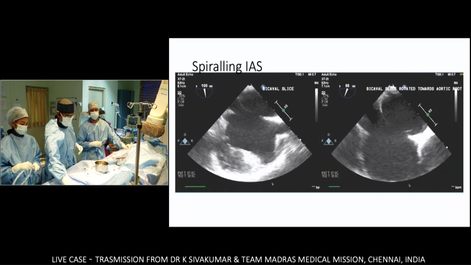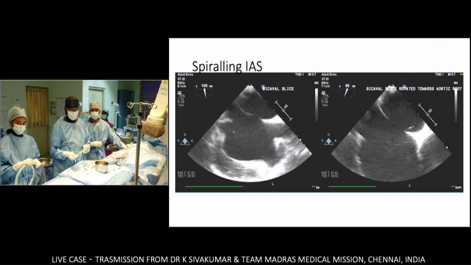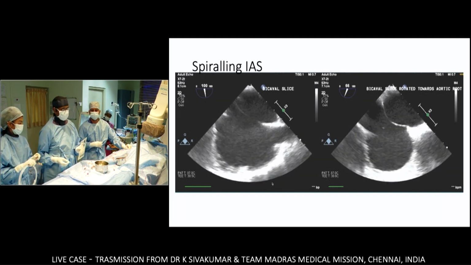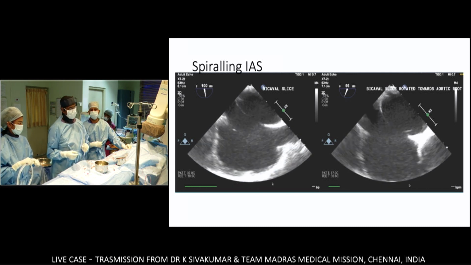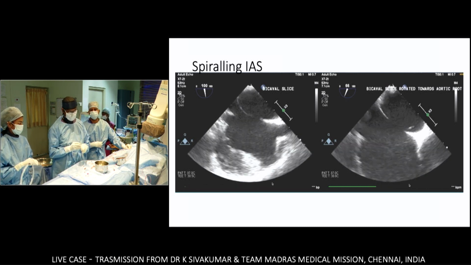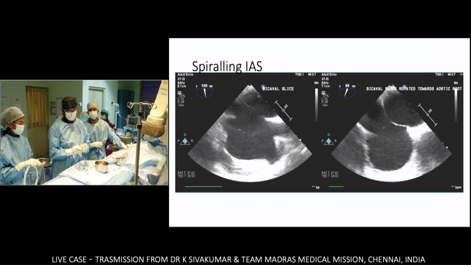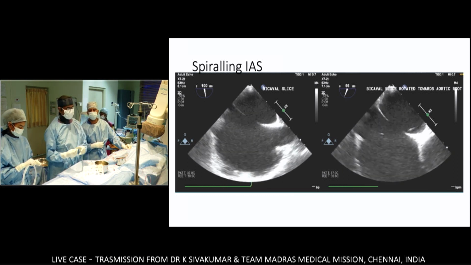So the device that we are going to be showing today, this is the first time I'm using this and I'm seeing this. This is called the HeartX device. This was conceptualized by Dr. Joseph Vetakatil. I will show the device first.